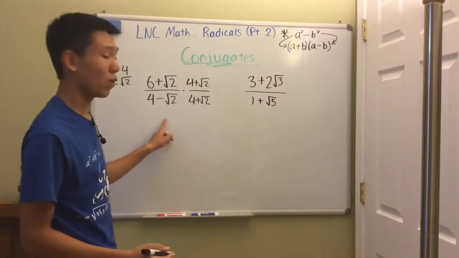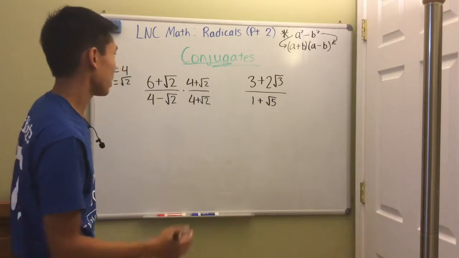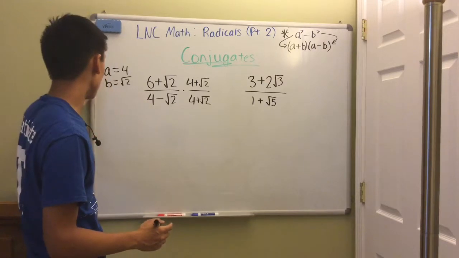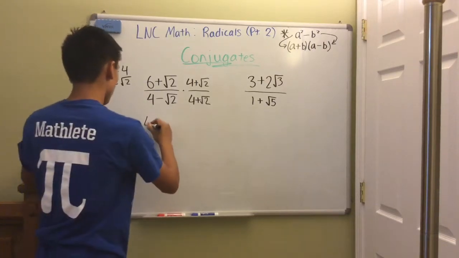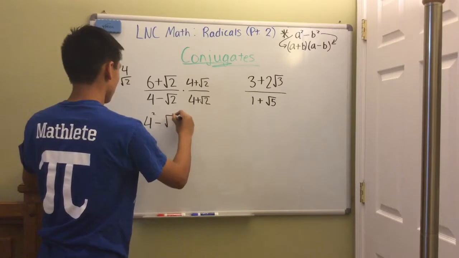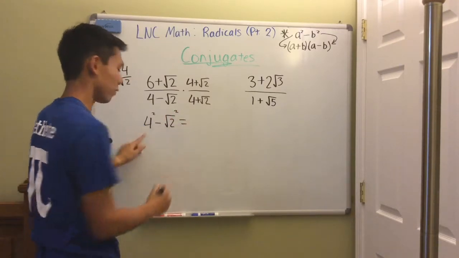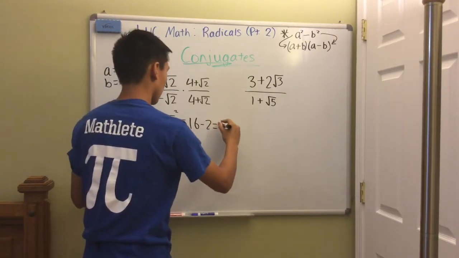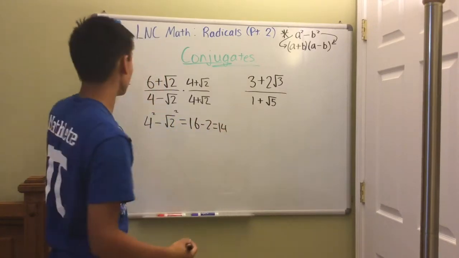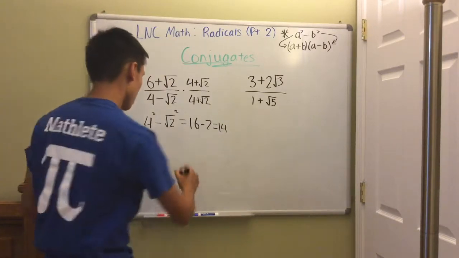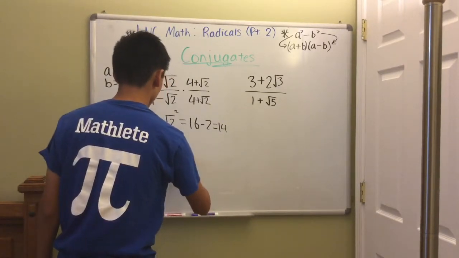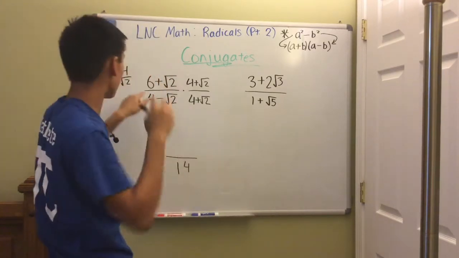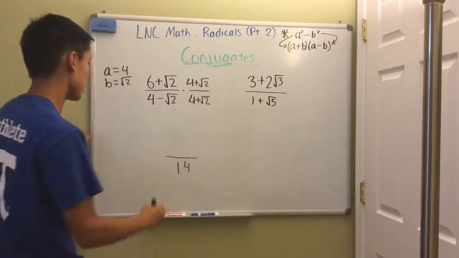This is where FOIL is going to be kind of hard. Since we already know a squared minus b squared equals this, and a is 4, b is root 2, 4 squared minus root 2 squared is 16 minus 2, which equals 14. So we just got an integer in our denominator. That's really good. So we'll leave the 14 here, and then the fraction bar. Now we have to use FOIL for the numerator, which is going to be tough and tedious.